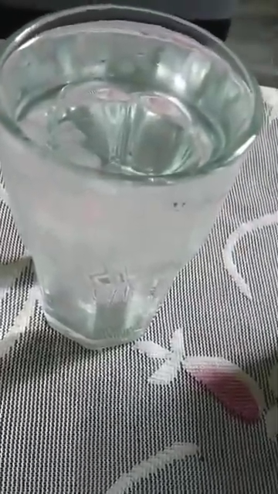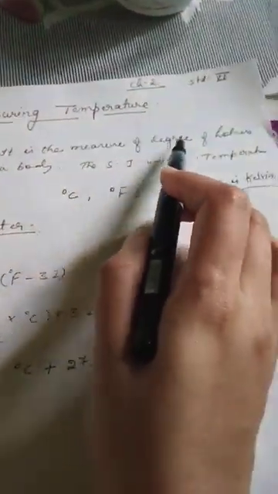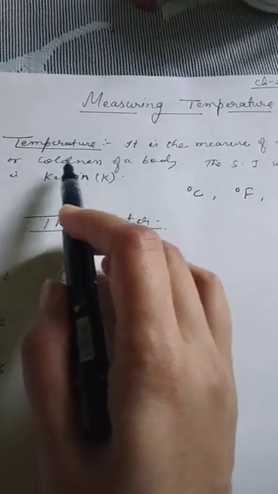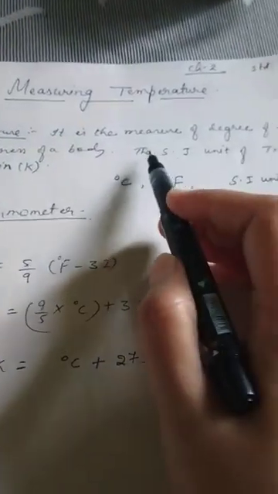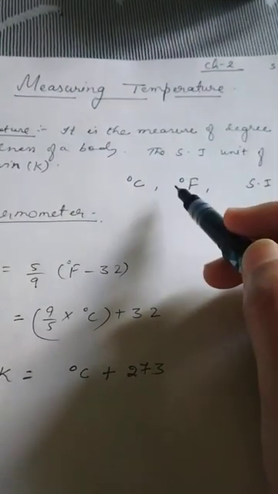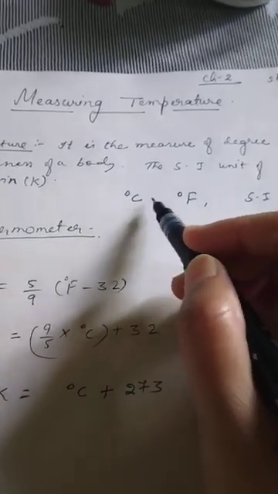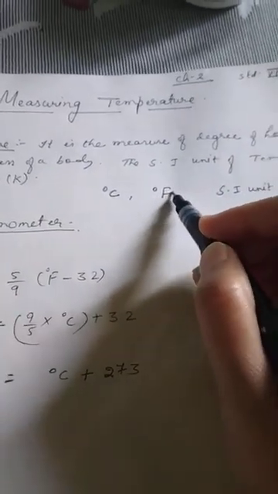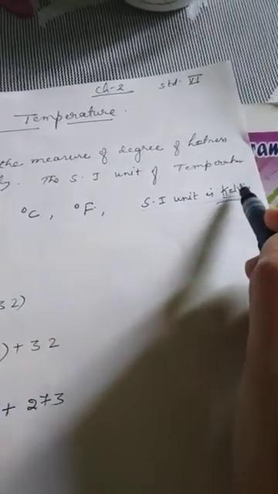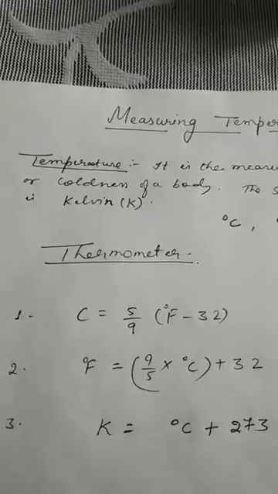So temperature can be defined as the measure of degree of hotness or coldness of a body, and the SI unit of temperature is Kelvin. There are various units we can use to measure temperature: degree Celsius, degree Fahrenheit, Kelvin, but the SI unit is Kelvin and its symbol is capital K.